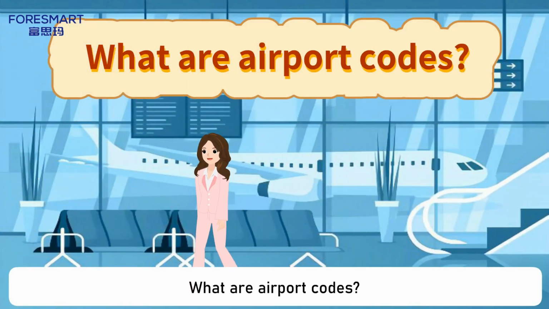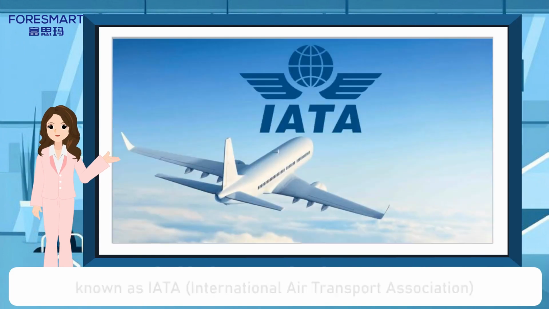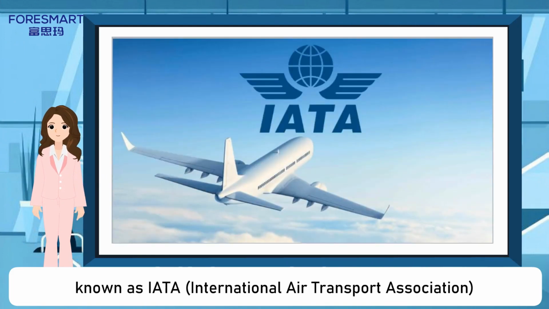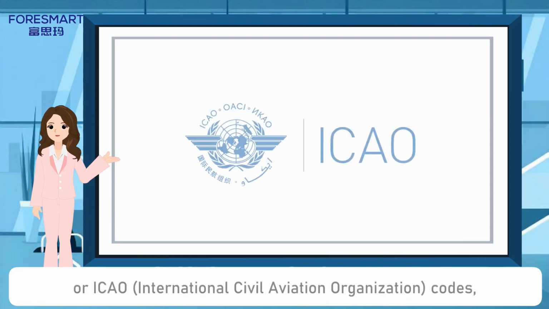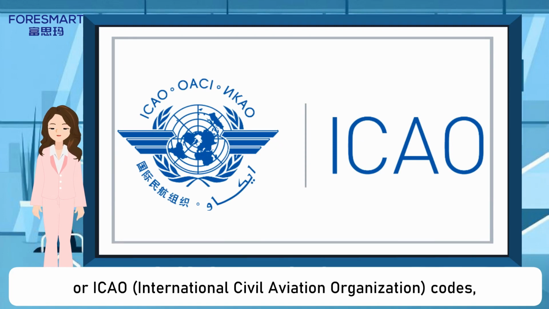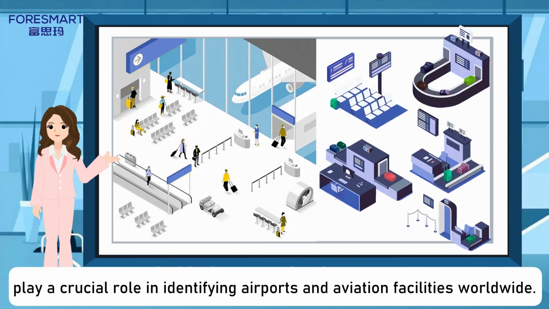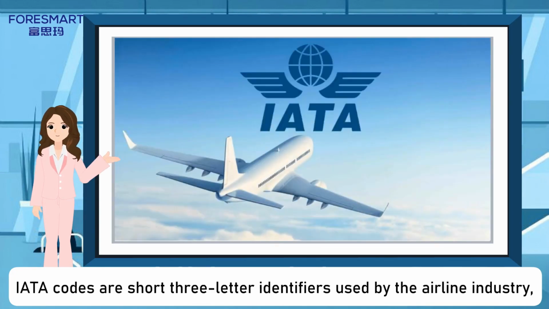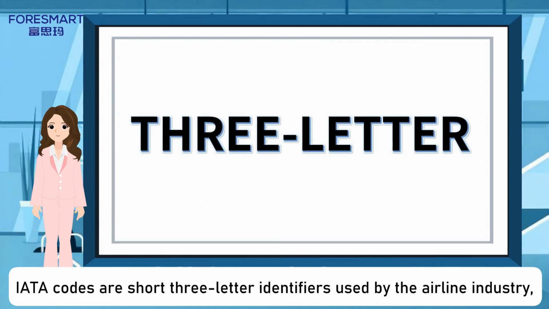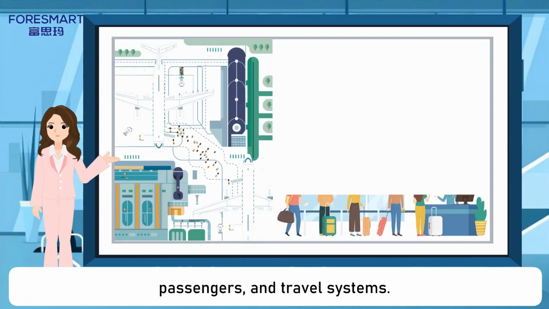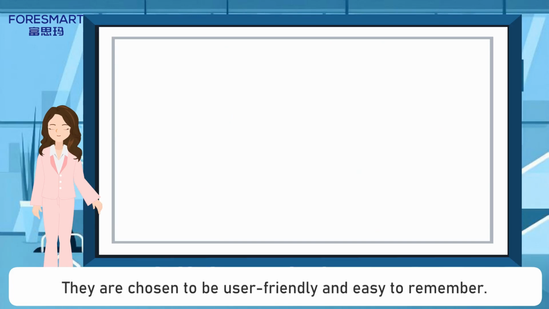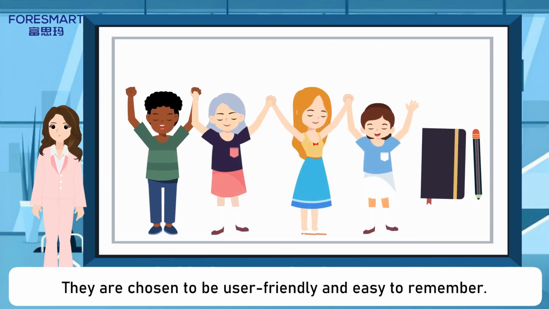What are airport codes? Airport codes, known as IATA, International Air Transport Association, or ICAO, International Civil Aviation Organization, codes, play a crucial role in identifying airports and aviation facilities worldwide. IATA codes are short three-letter identifiers used by the airline industry, passengers, and travel systems. They are chosen to be user-friendly and easy to remember.